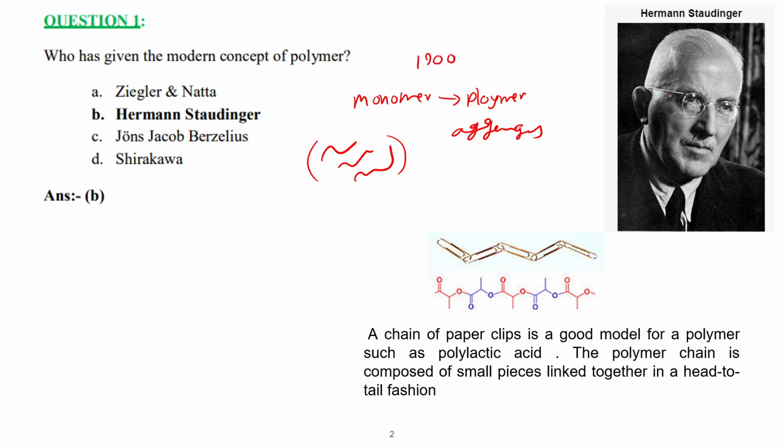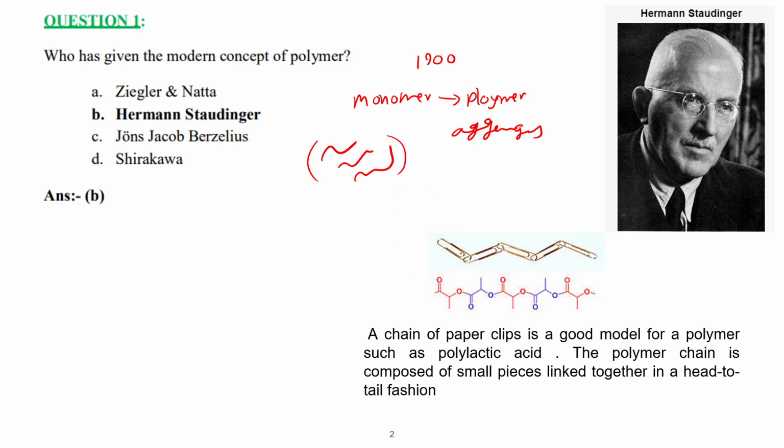Then actually Staudinger, you may know him by the Staudinger reaction also, he is the same scientist, he proposed this thing. He proposed that the chain of paper clips is a good model of a polymer like polylactic acid, which is shown here. He proposed that it is not just aggregates held by van der Waals forces. During formation of a polymer, covalent bonds are actually forming. That's why the chain length is increased, and the major thing is that the property of the monomer is changing, and the reason behind it is covalent bonds, not other interactions. So Hermann Staudinger is the first scientist to propose this model to explain polymers.